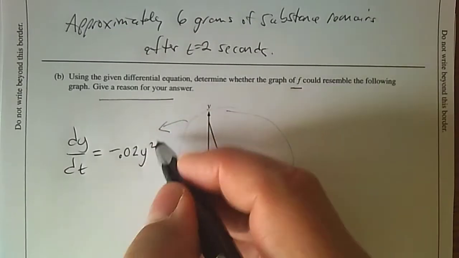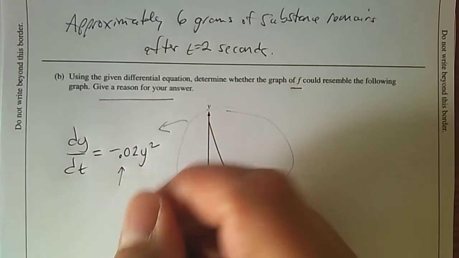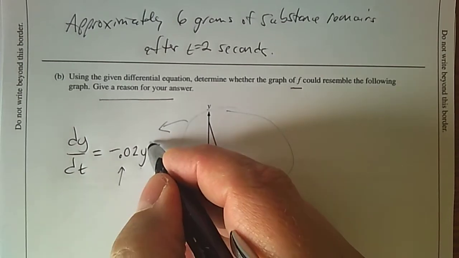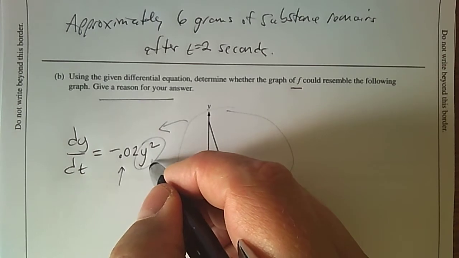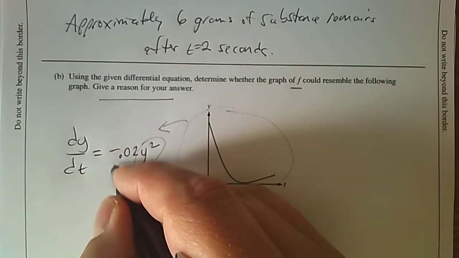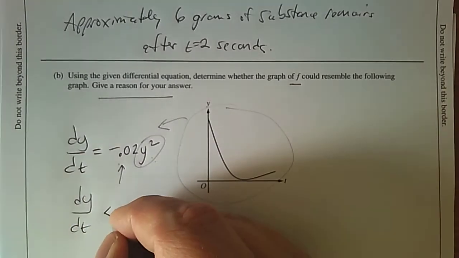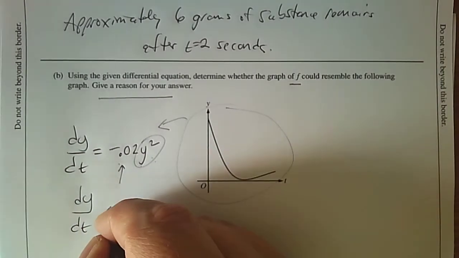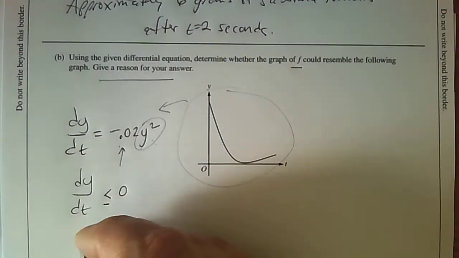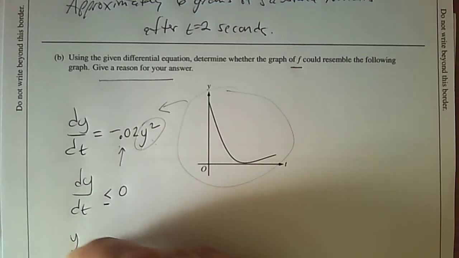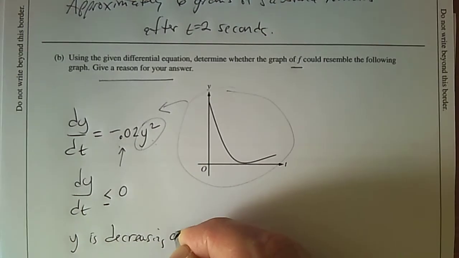Well, this is telling me that no matter what, and I want you to think of this carefully doing some number sense, if you plug in any y value and square it, the answer is positive. And if you take a positive answer and multiply it by a negative number, that means the derivative will always be negative. Could be at 0 would equal 0. So that means the derivative would always be negative. What does that mean? That means that y is decreasing all the time.